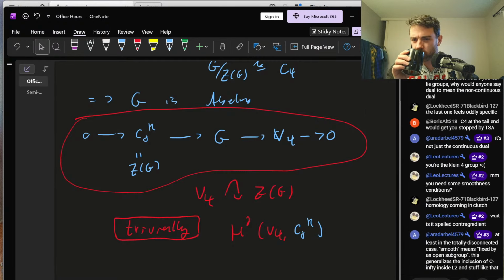Yes, you need smoothness conditions. Well, definitely if you have a Lie group, right? You want things to be smooth, generally. Homology coming clutch, always. Wait, how do you spell contragradient? Seems gross. At least in the totally disconnected case. Yes, the totally disconnected case is different. Of course, that's the one I'm most used to. And there we have representations fixed by an open subgroup.